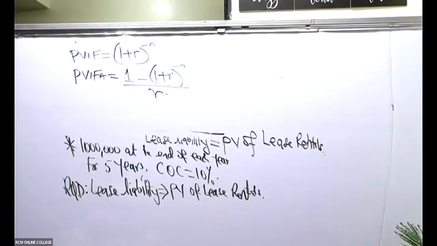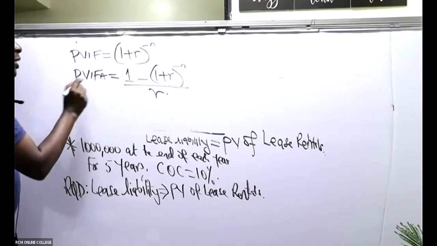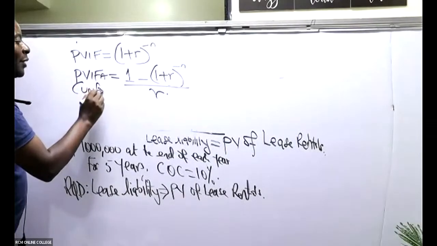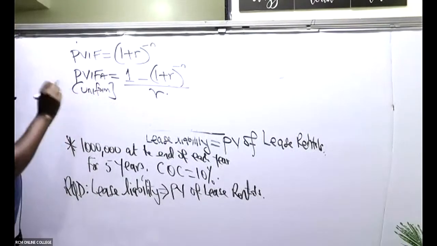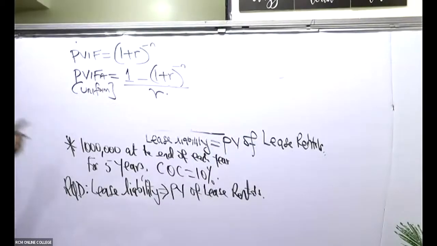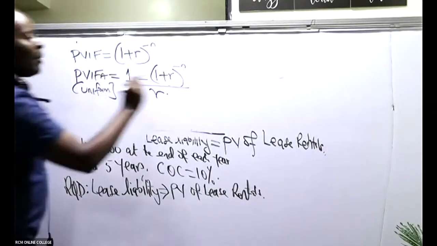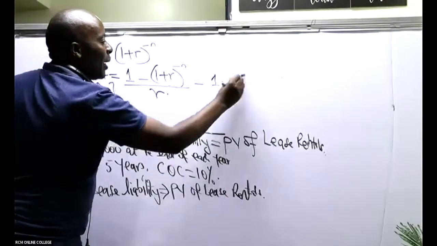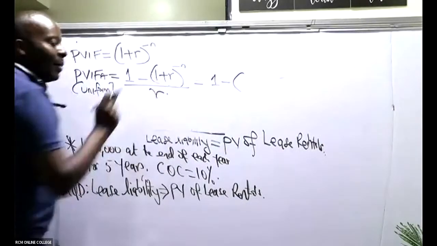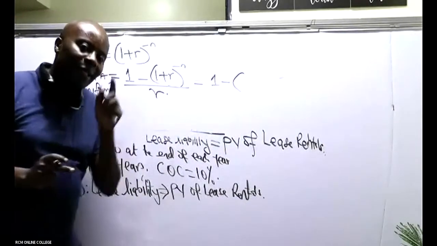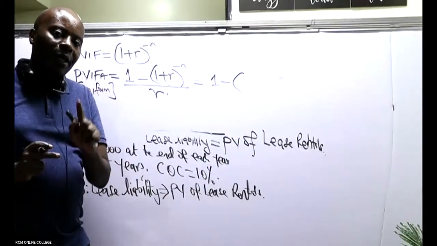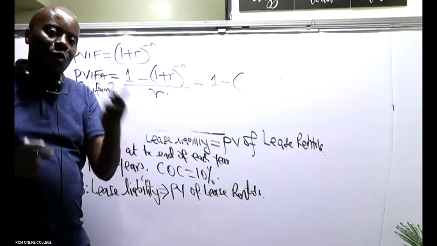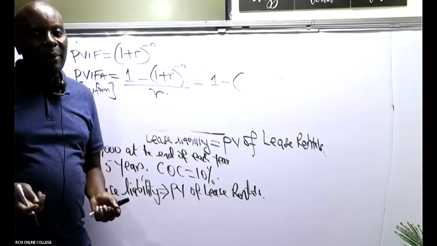This is the present value interest factor of an annuity, for those uniform cash flows that are regular. Like this is a lease rental where we shall be paying $1 million, $1 million, $1 million every year. I can see that uniformity. So this is the formula I'm supposed to use. It will be 1 minus 1 plus R. Remember, R is the required return. To those guys it is a return, to us in the company, it's a cost of capital.